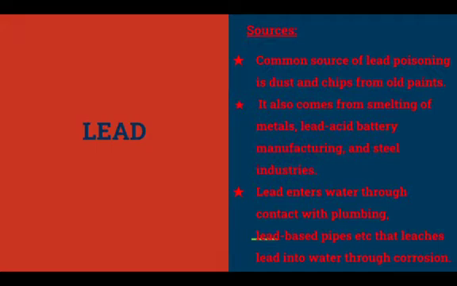Now next is lead. The major sources of lead are dust and chips from old paints. Then smelting of metals. Smelting is a process that is used in the metallurgical extraction of metal from its ore. So lead also comes from smelting of metals, lead acid battery manufacturing and steel industries. Lead enters water through contact with plumbing, lead-based pipes, etc. that leach lead into water through corrosion. So these are the major sources of lead.